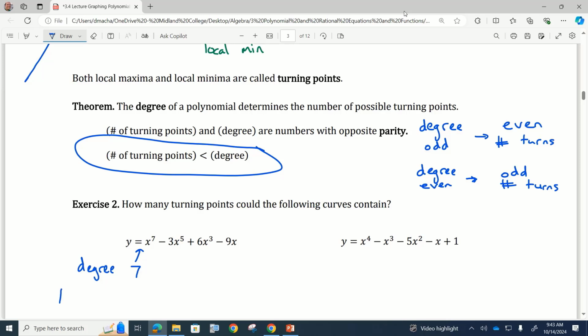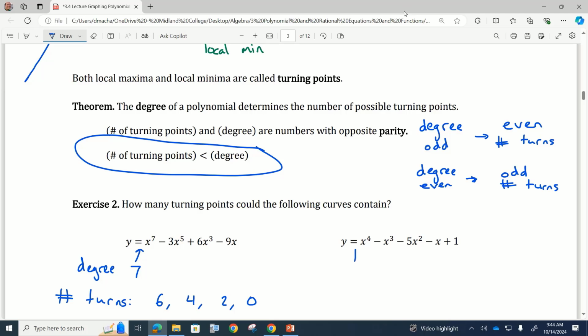So the number of turns could be, well, it has to be an even number, and it has to be less than 7. So it could be 6, or 4, or 2. And if it's even, we also say 0 is a possibility. So include 0 on the list.